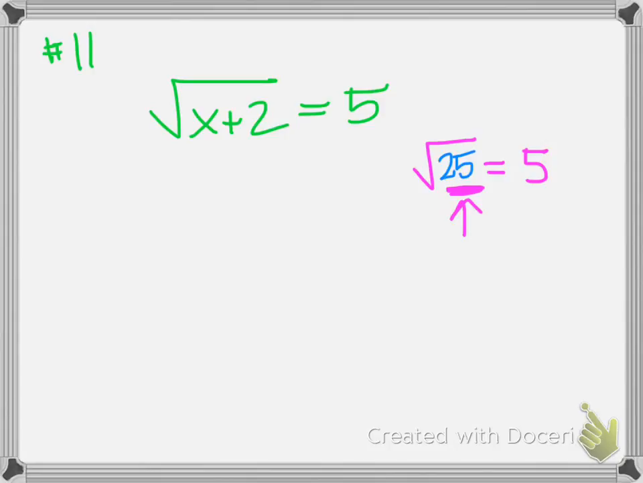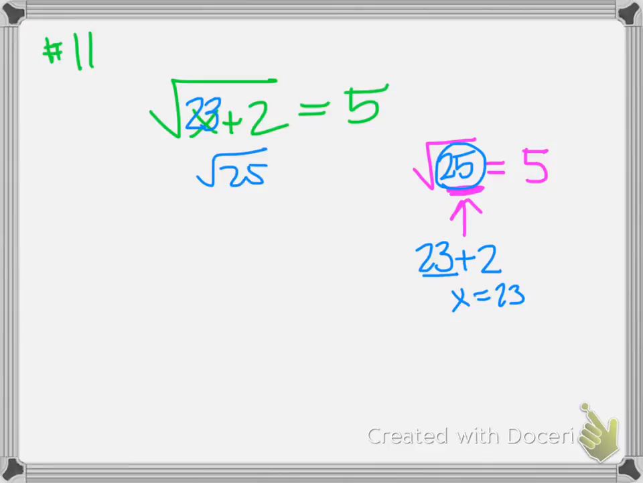25. The square root of 25 is 5. So this means that this number has to be 25 in the square root. So what number plus 2 gives me 25? And that number is 23. So the answer is x equals 23. If you take 23, add it to 2, you get the square root of 25. The square root of 25 is 5.